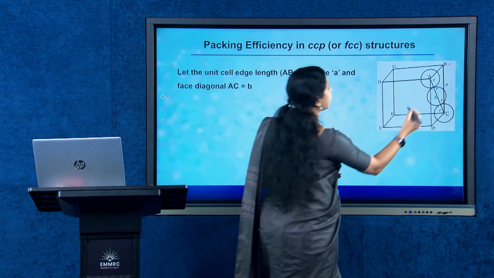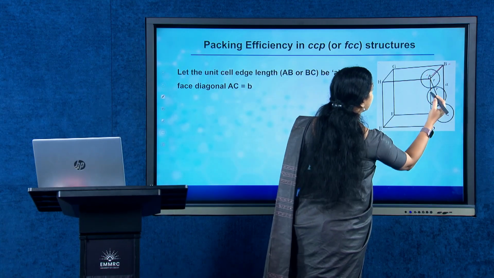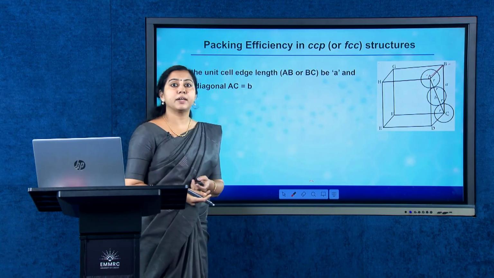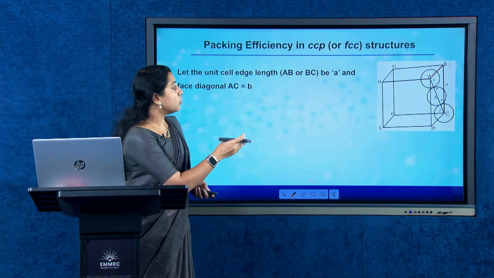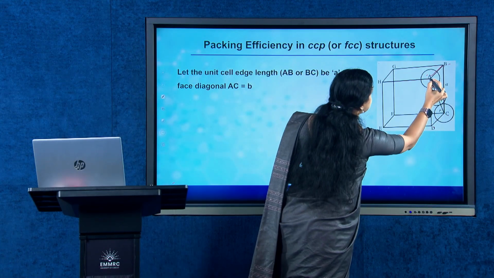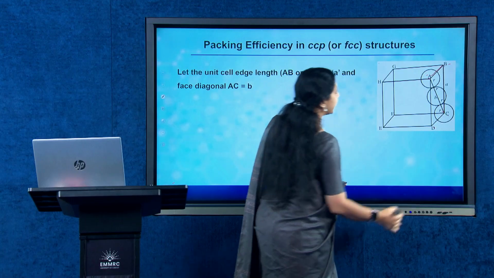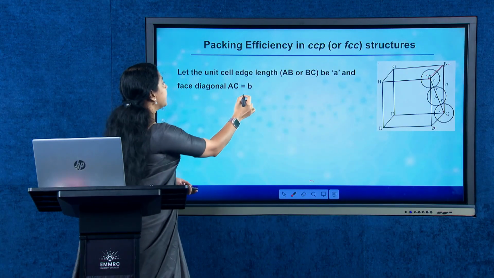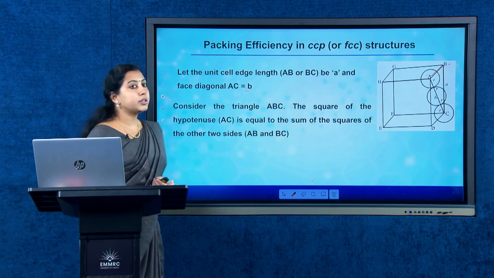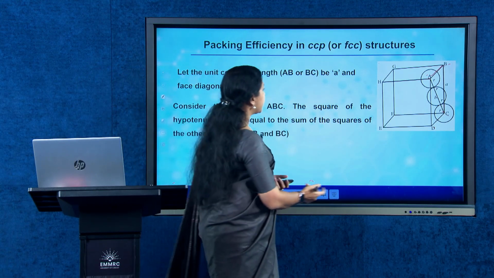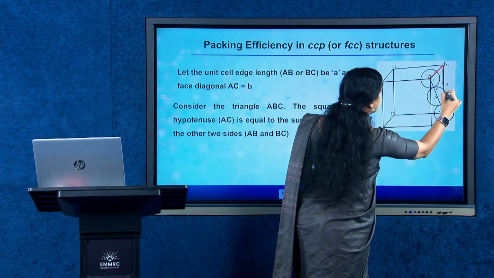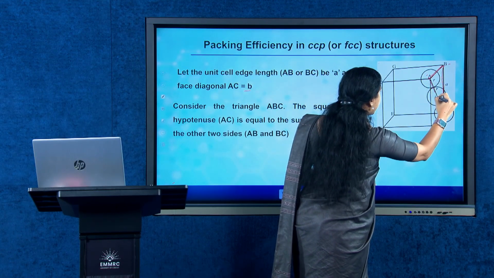Let the unit cell edge length, which can be either AB or BC, be a. We also have marked a face diagonal. This is AC. AC is the face diagonal, and let the face diagonal be b. Now, on the figure, consider the triangle ABC.